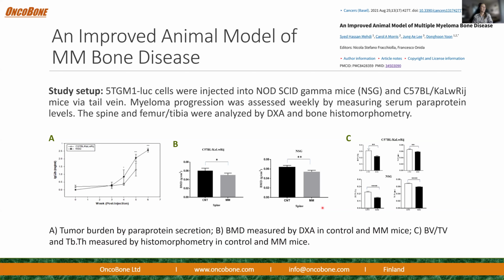They wanted to clarify this even further, and they did bone histomorphometry analysis. And in principle, the finding is the same.